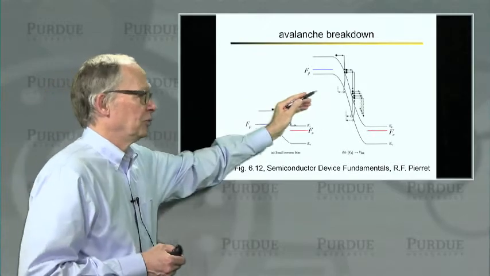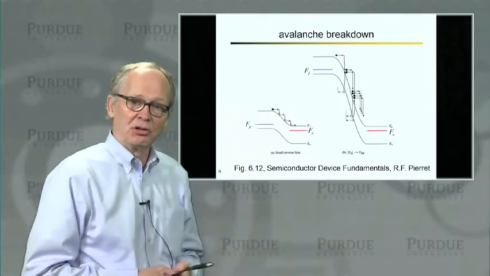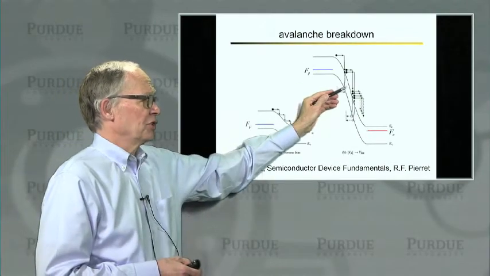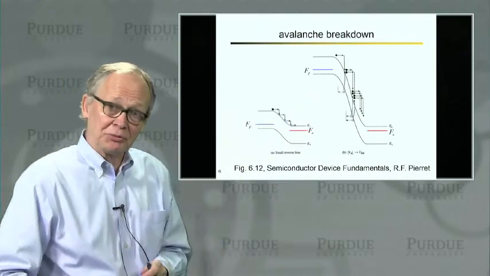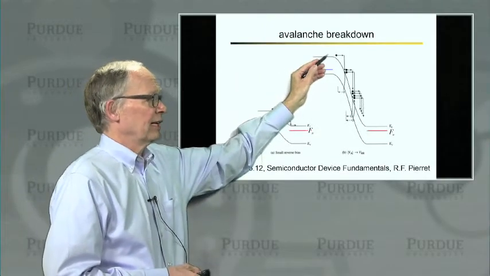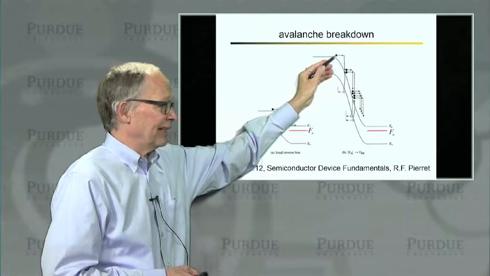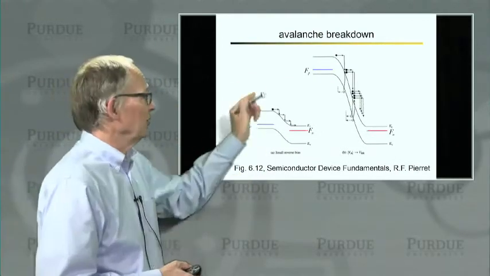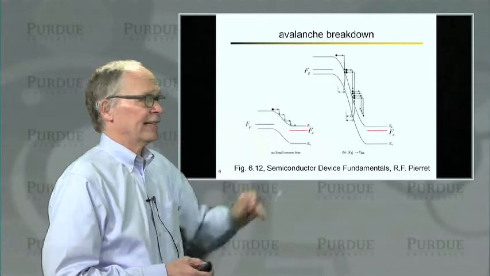So this is my energy band diagram now under large reverse bias. And now you can see I've got a very large electric field. I have a very steep slope of the energy bands. Any minority carrier electron that happens to be in the p region that enters this transition region with a high electric field will gain a lot of kinetic energy.